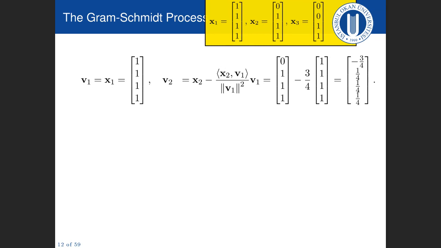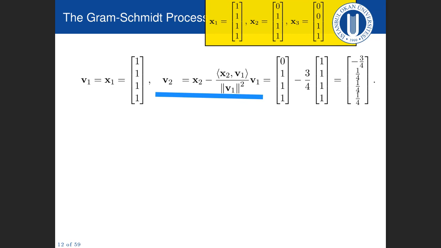V2 is x2 minus inner product of x2 and v1 divided by norm of v1 squared multiplied by v1. Learn this formula. So that's 0, 1, 1, 1 minus 3 over 4 multiplied by V1, 1, 1, 1, 1. And that is equal to minus 3 over 4, 1 over 4, 1 over 4, 1 over 4.